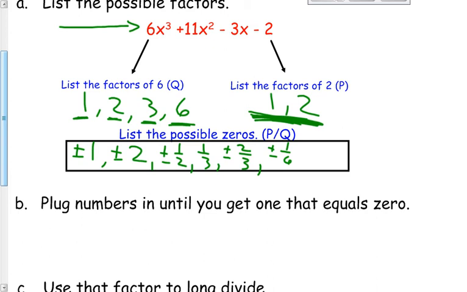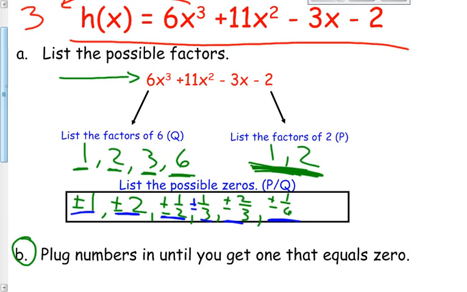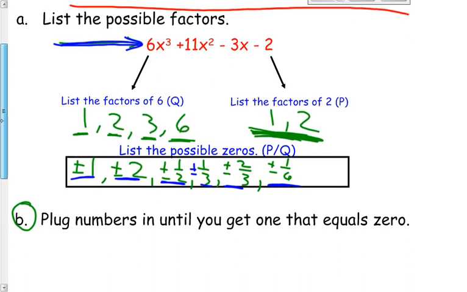Now, this is a step that every student hates. Okay? Letter B is not fun. What we want to do is plug in numbers until we get one that equals 0. So we have a whole bunch of them. We have 2, 4, 6, 8, 10, 12 numbers. One of these 12 is going to make this be a 0. Okay? So we need to find what it is.